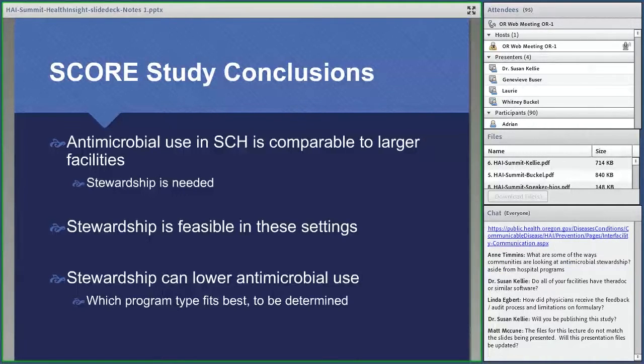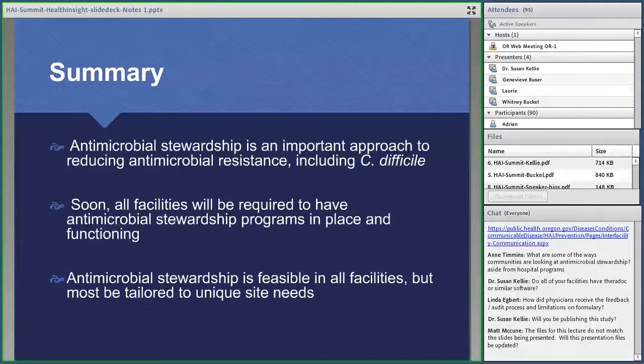So in summary, antimicrobial stewardship is an important approach to reduce antibiotic resistance, including C. difficile. Soon, all facilities will be required to have an antimicrobial stewardship program in place and functioning, with specific standards that have been set forth by the CDC and other bodies. Antibiotic stewardship is feasible in all facilities, but through the study we encountered many ways in which this needs to be tailored to unique site needs.